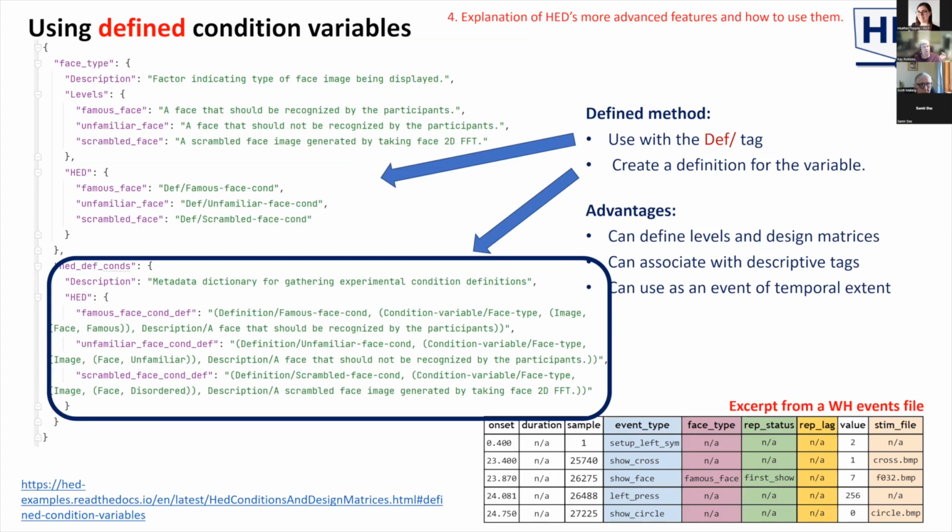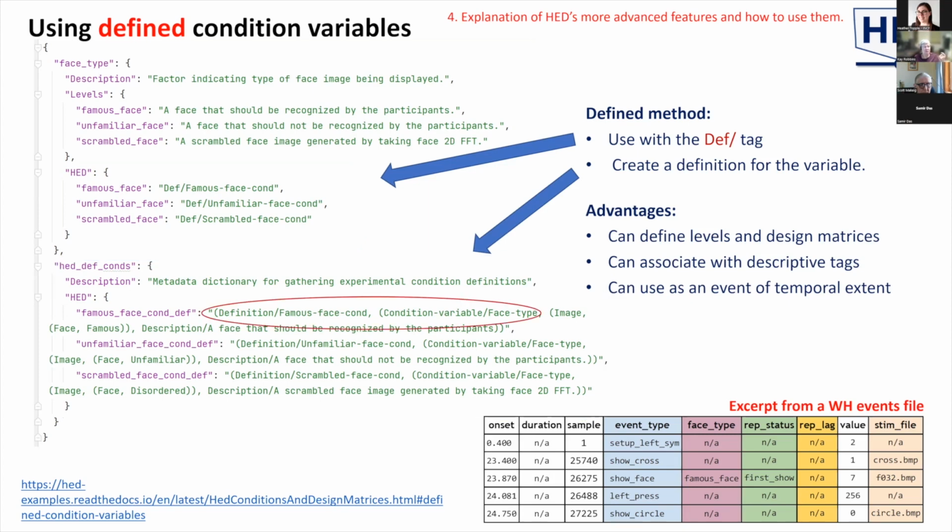But when you do the definition, you have to put in the definition that it's one of the tags, that it is a condition variable, and associate a name with that condition variable. Then the def tag is treated as a level for the condition variable. So famous face condition is treated as a level of the condition variable face type, and you have a design matrix there.